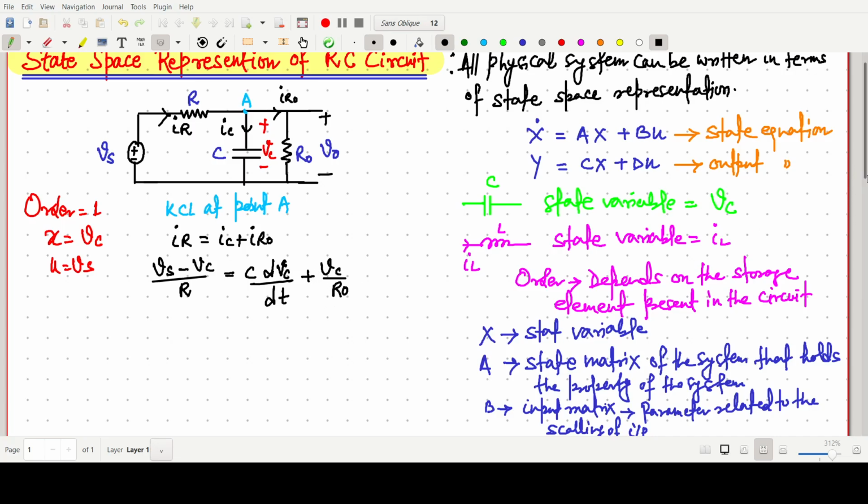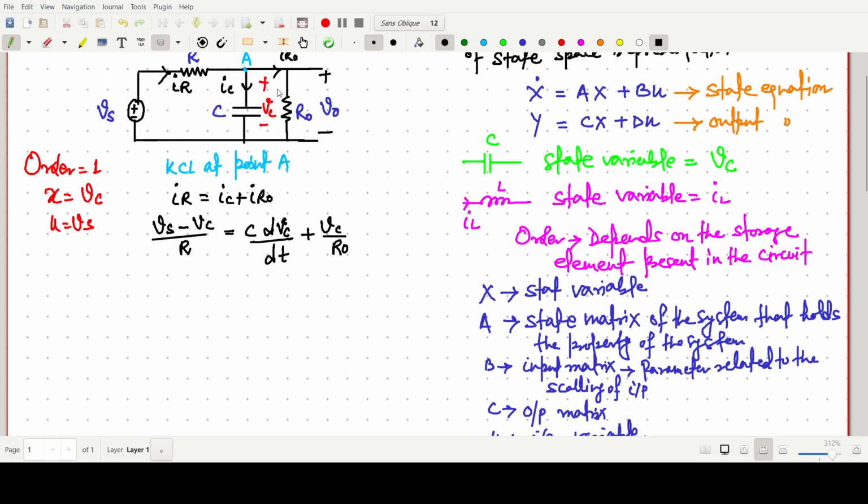You can write. So I am writing. Is it clear? Vc by R naught. This voltage, because Vc equals V naught. Okay, this voltage and this voltage, Vc equals V naught. So we are writing like this.